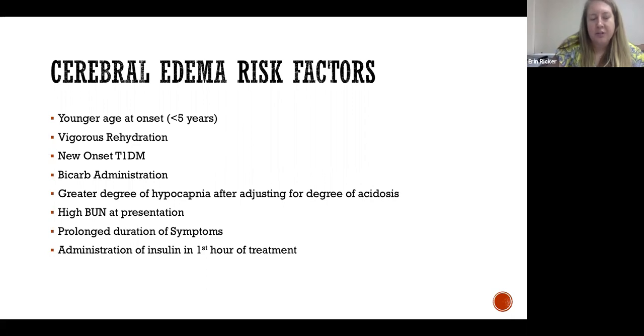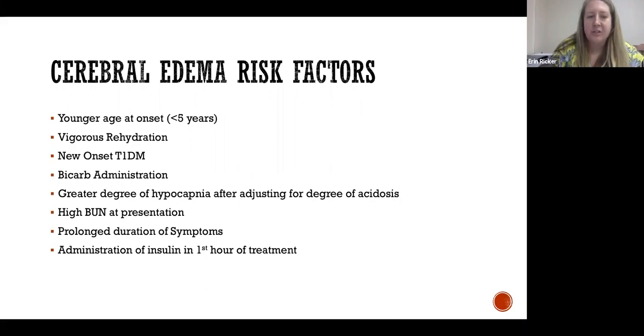New onset patients often tend to be at more risk, again, likely because they present sicker because they're less familiar with the signs of presentation. Giving bicarb, so bicarb again, no. Greater degree of hypocapnia after adjusting for the degree of acidosis.